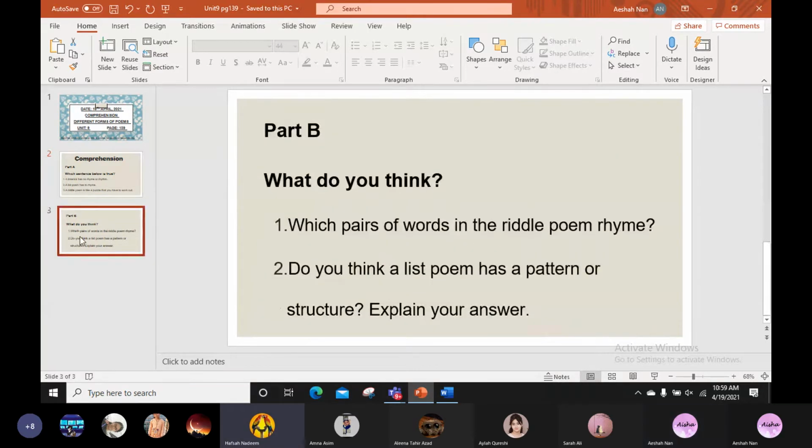Done. All right. Which pairs of words in the riddle poem rhyme? Kindly refer to page 138 and tell me the pairs of words. The last words of the poem. What are they? Yes, girls, what are they? Air, there. Good. Whale, dale. Only Sara Ali knows the answer. What about the others?